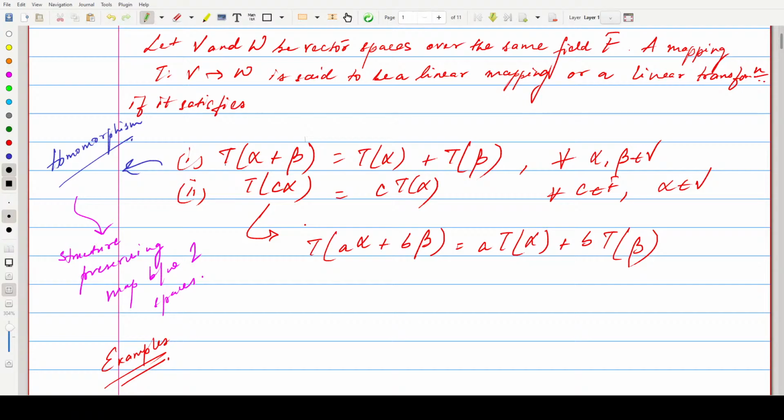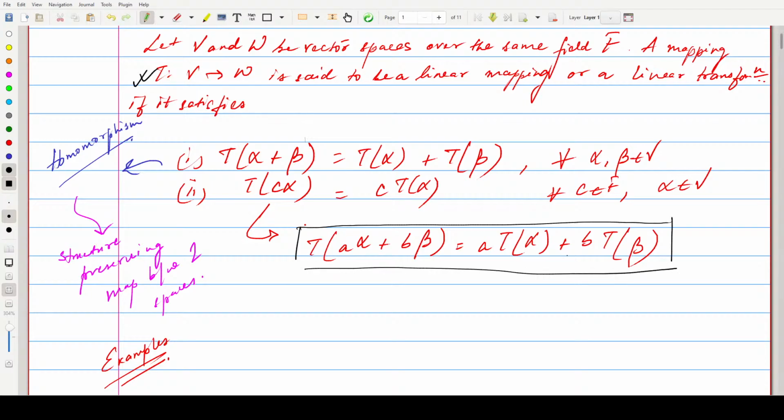So let alpha and beta be two elements of the vector space, and if we plug them into the function that we have defined, then we have T of alpha plus T of beta, and T of c alpha is equal to c times T of alpha. These can be written in a more condensed way: T of (a alpha plus b beta) is equal to a T of alpha plus b T of beta.